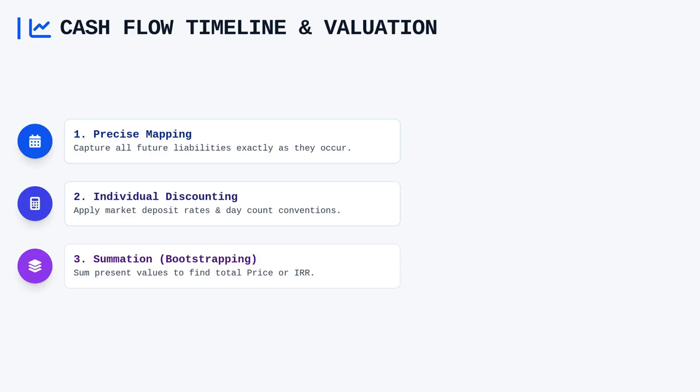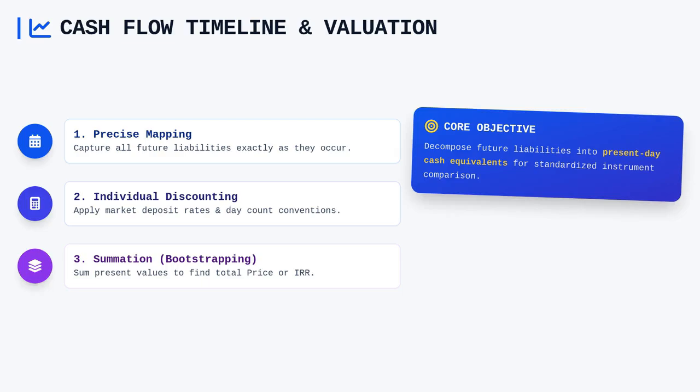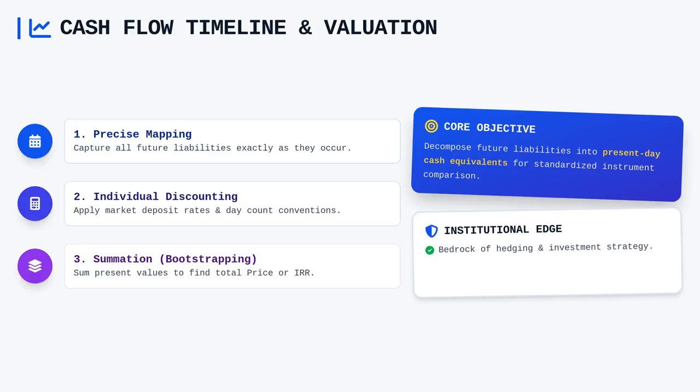We essentially solve for the present value by discounting every individual cash flow individually and summing them up, a process often referred to as bootstrapping when applied to yield curves. This methodology allows market participants to decompose future liabilities into their present-day cash equivalents, providing a standardized basis for comparing instruments of varying maturities and structures. Even in environments with changing market conditions, this rigorous approach to present value optimization remains the bedrock of institutional hedging and investment strategy. Consistency in applying these formulas is what separates accurate traders from those relying on overly simplified heuristics that crumble in competitive trading environments.